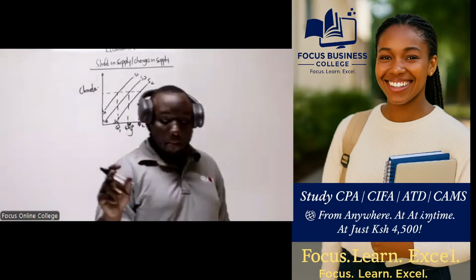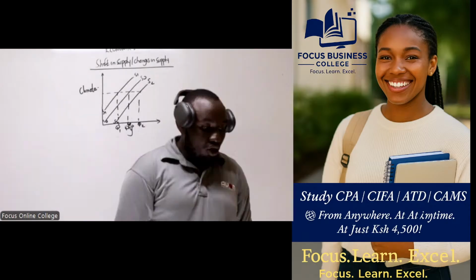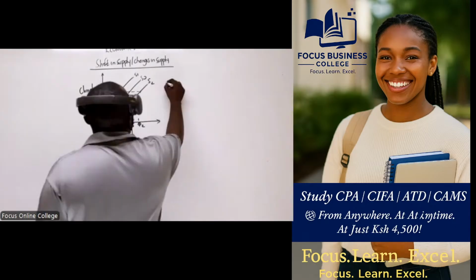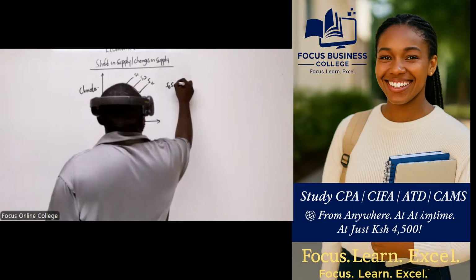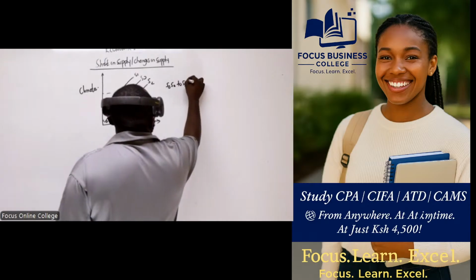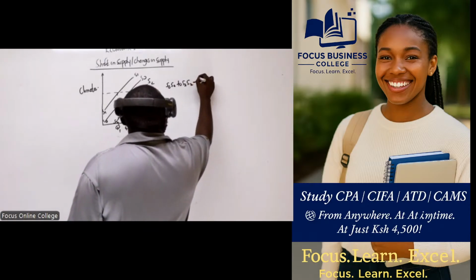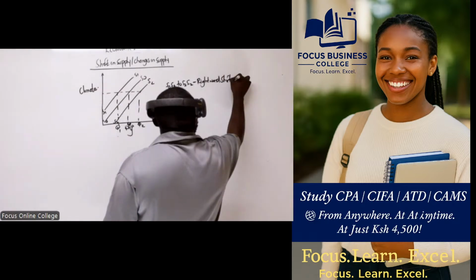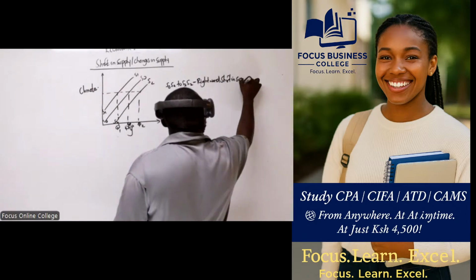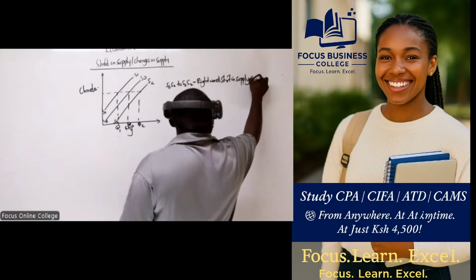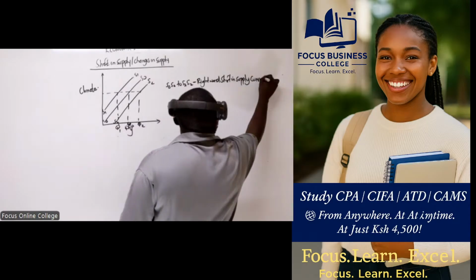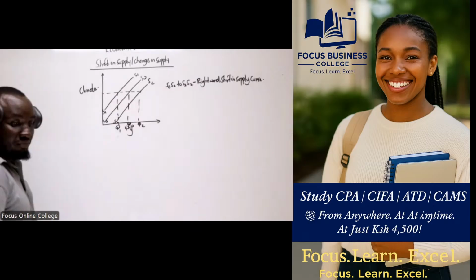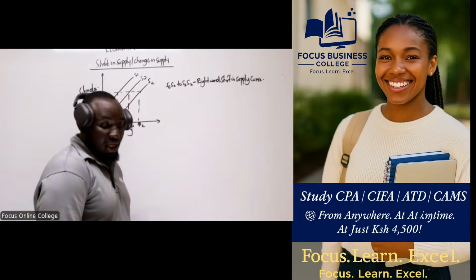Perfect. So when you look at this, we know that when you have S0 to S2, this is the rightward shift in the supply curve. We call it the rightward shift in the supply curve.